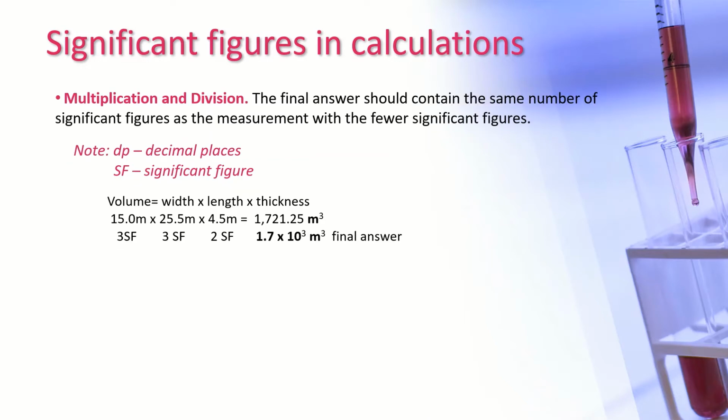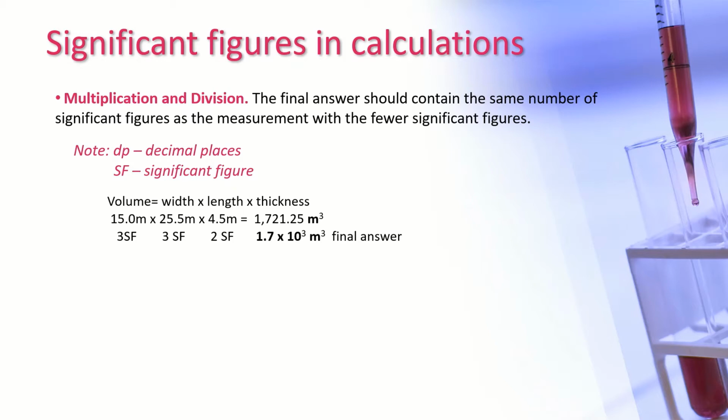For multiplication and division, the final answer should contain the same number of significant figures as the measurement with the fewer significant figures. For example, in calculating for the volume, it has a formula equal to width times length times thickness. What would be the volume with a width of 15.0 meters, a length of 25.5 meters and a thickness of 4.5 meters?